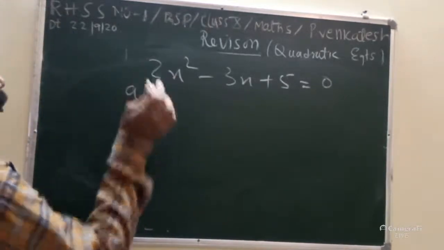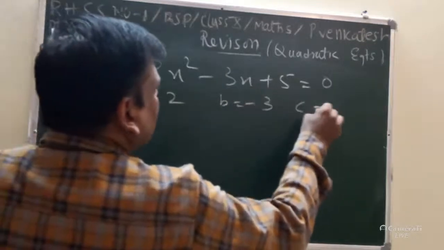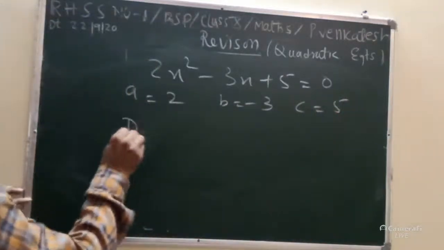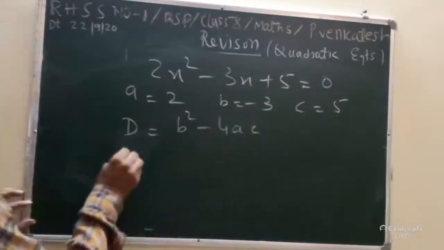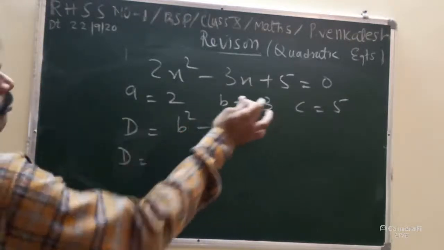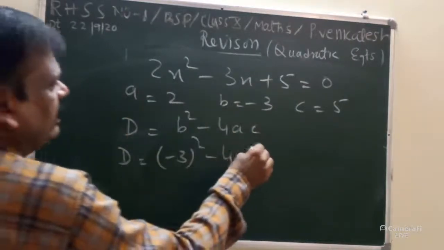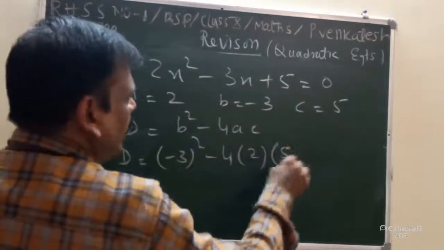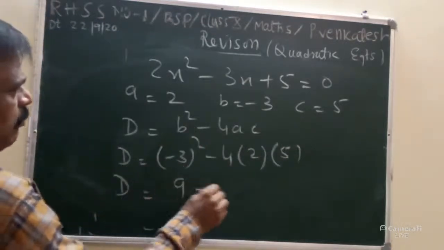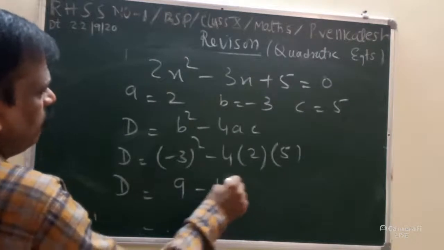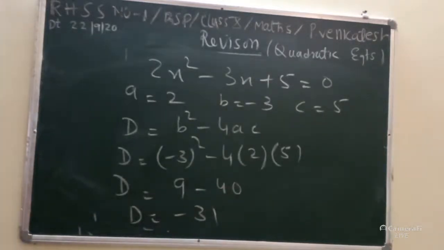A equal to what? Coefficient of x square will be 2. B equal to minus 3 and C equal to 5. So D is given by the formula B square minus 4AC. So D equal to, what is the value of b? Minus 3 squared minus 4 into a is 2 into c is your 5. Or you can say D equal to 9 minus 4 into 2 into 5, 40. Or D equal to minus 31.